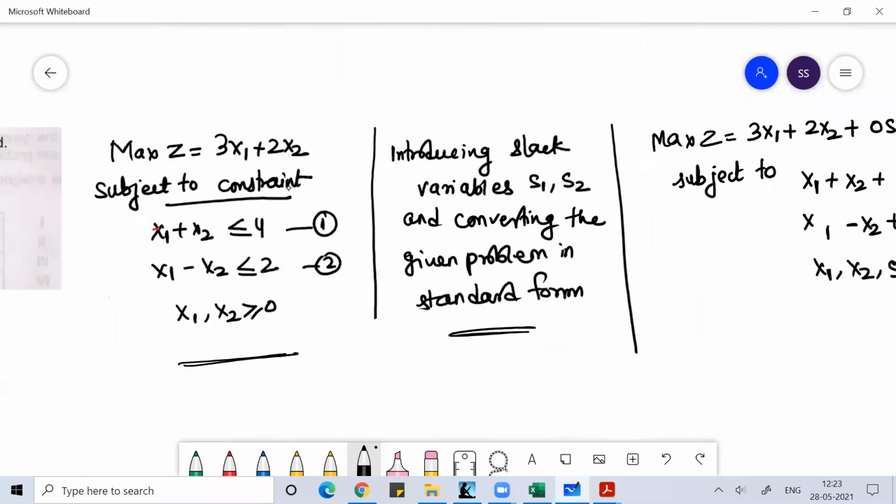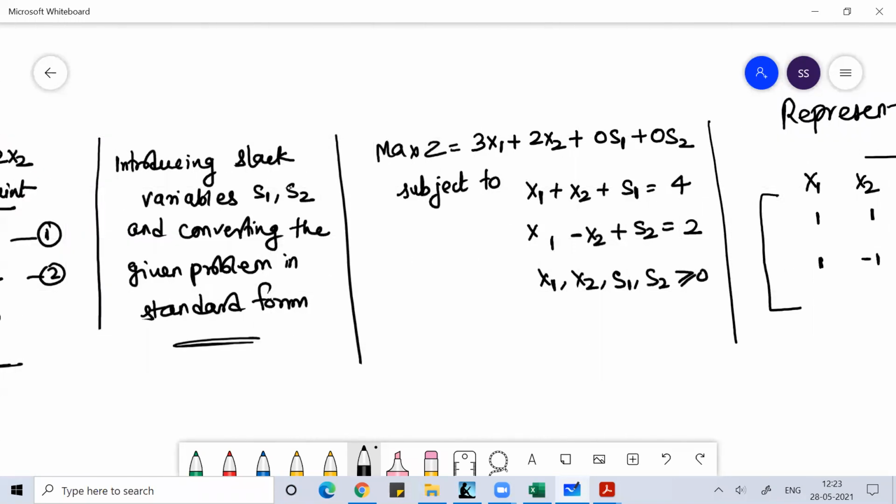Now we introduce two slack variables. Why did we introduce two slack variables? Because there were two constraints in the equation. After introducing the two slack variables, ultimately I try to make the linear inequations of the constraints into linear equations. And then the same adjustment we'll do on the objective function, where we'll introduce these variables s1, s2 with zero coefficients.